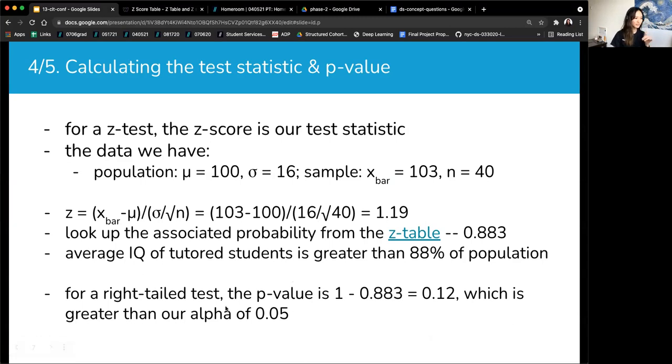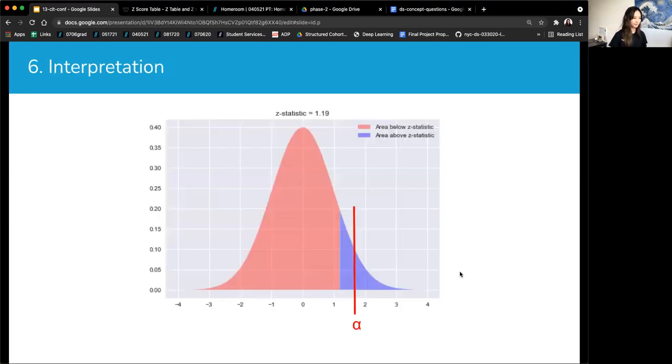So for a right-tailed test, and you don't really have to remember this step as much, I'll have a diagram that'll make it easier to understand. For the p-value, you have to take 1 minus. And so in this case, the p-value is 0.12, which is greater than our alpha of 0.05. So the purpose of getting a p-value is to compare that to our alpha value to determine whether we reject or not reject our null hypothesis. Let's take a look at the diagram because I think that'll make it easier to understand.